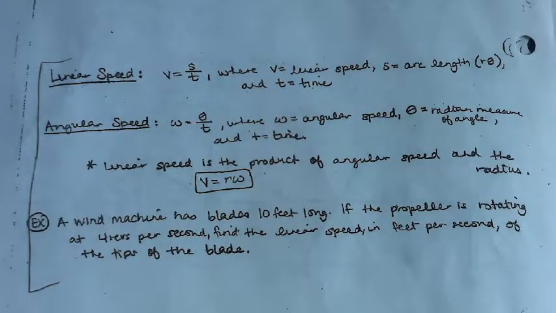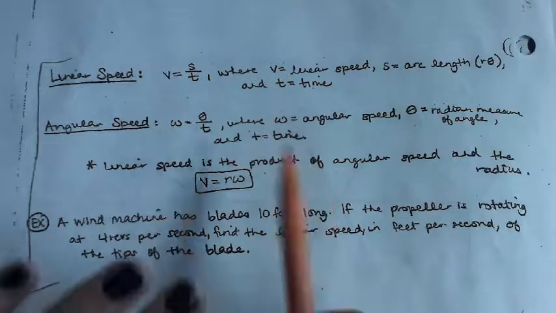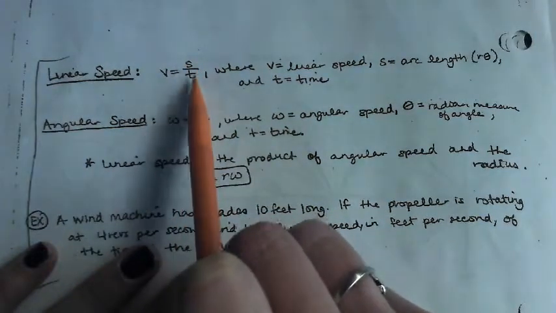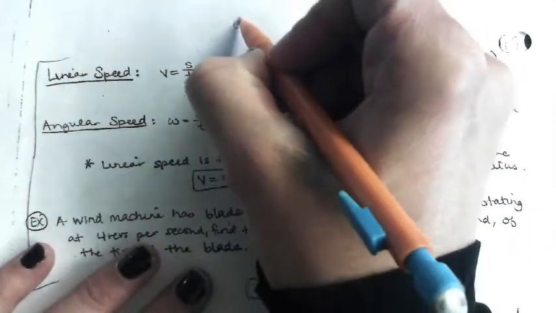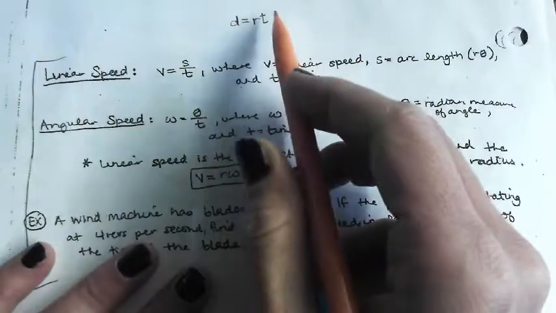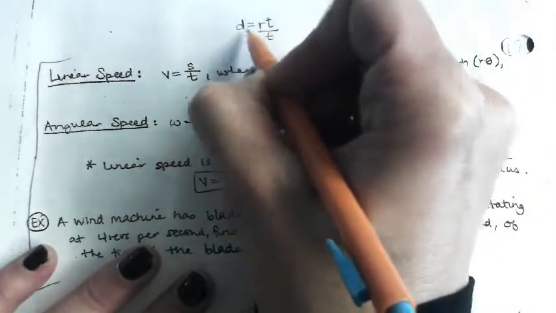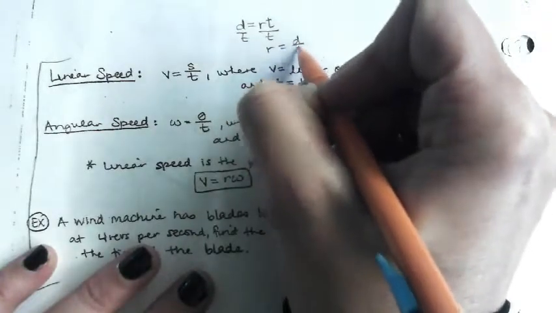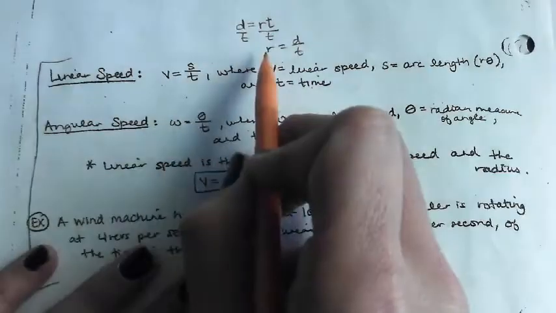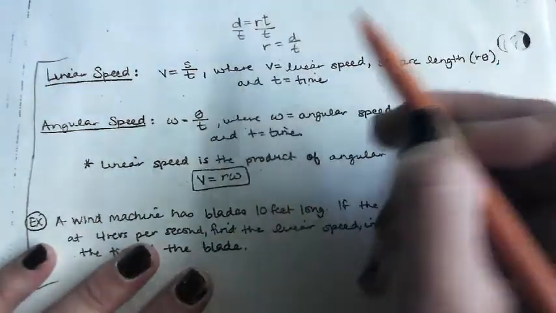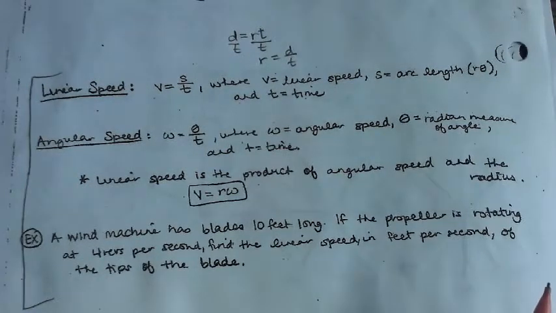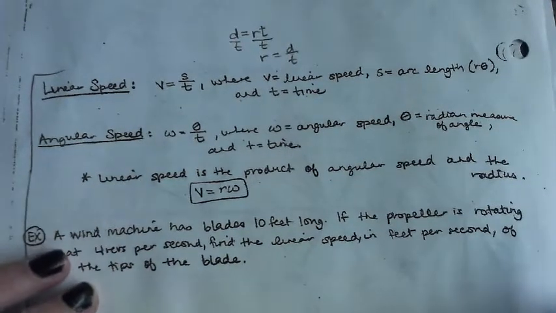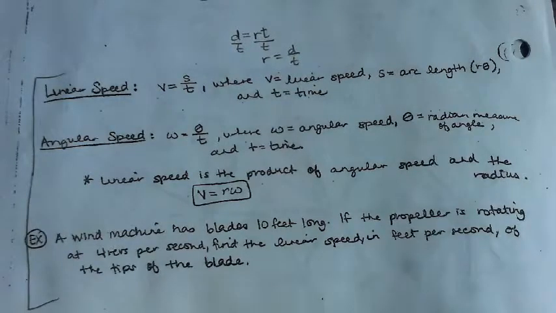So you already know about linear speed, right? That's just how fast you're going. Velocity equals the change in position over the change in time. So it also kind of is distance equals rate times time, where we would solve for the rate, and we get that the rate equals distance over time. That's what this is. Velocity is the same as rate. Position is the same as kind of distance, and then time. So you already know the linear speed formula. Any questions on that? Okay.